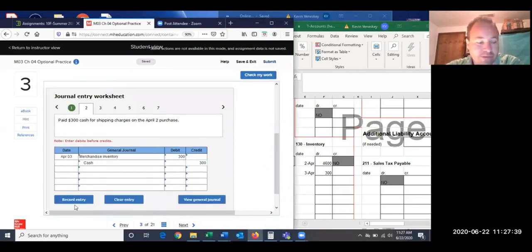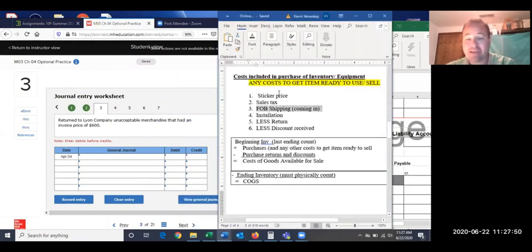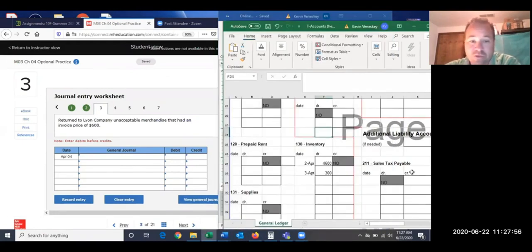Okay, so we got that one done. Now it says we returned some bad merchandise for $600. Well, that all goes back again to any cost that gets the item ready to use or sell, and one of those is a return. So if we're going to return something, we're simply going to undo part of the original entry. We originally bought $4,600, but we didn't buy that much now. We bought $600 less.